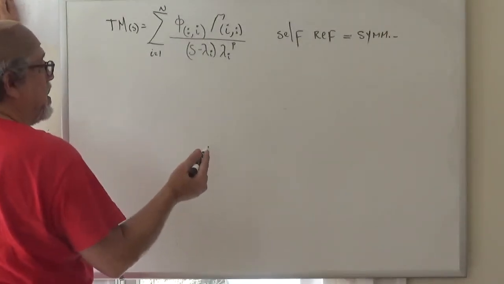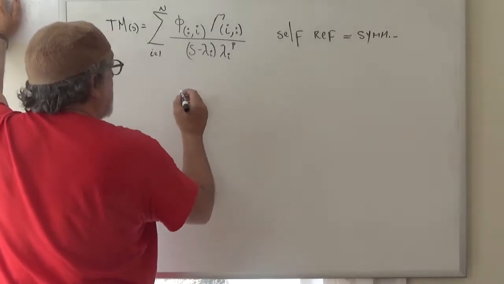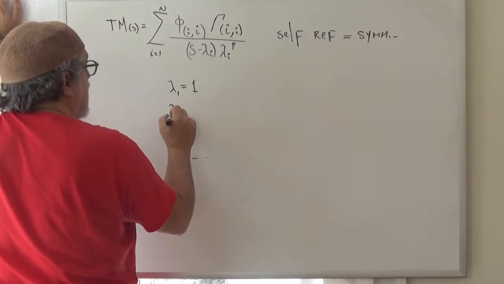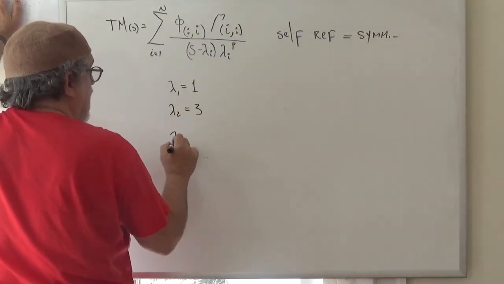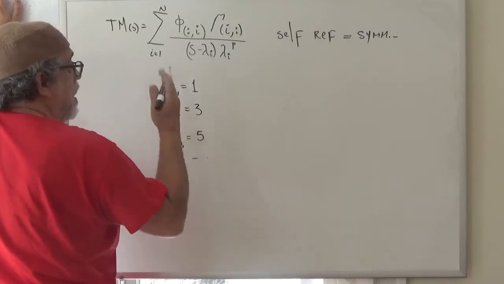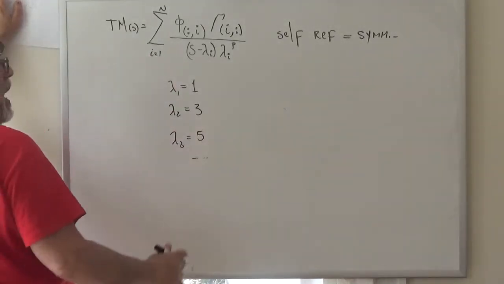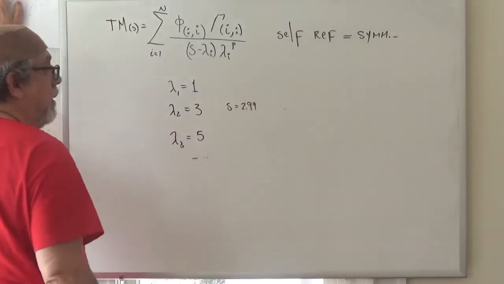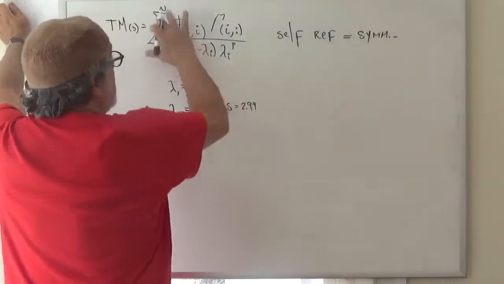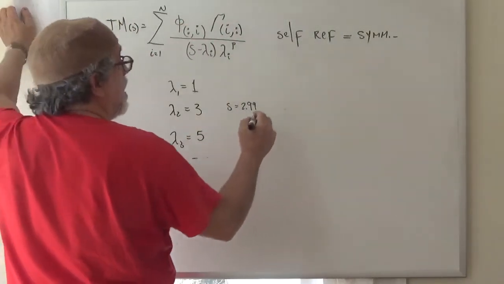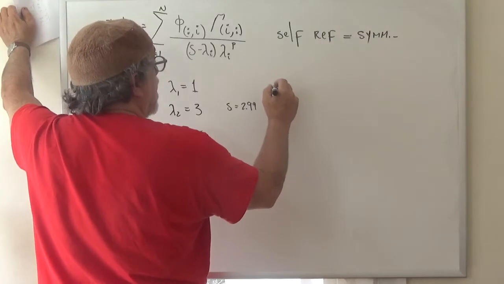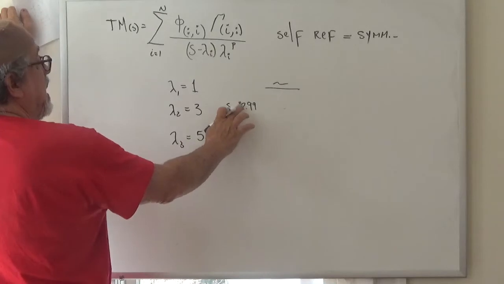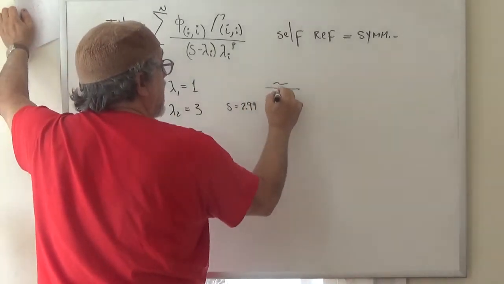At the risk of being unnecessarily explicit, let's just illustrate like this. Let's say that lambda 1 was 1, lambda 2 was 3, and lambda 3 was 5. Just to make an example, right? And then let's say that I choose S equals 2.99. Okay? Then in that case, if I look at that sum, let's say there were only 3, the sum would look like this. Whatever, the numerator, divided by S minus 1, which would be 1.99, right?